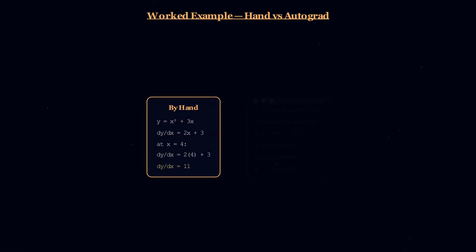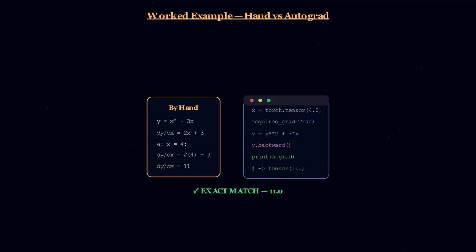Hand calculation against Autograd, side by side. Function, y equals x squared plus 3 times x. By the power rule, the derivative dy/dx equals 2x plus 3. At x equals 4, that's 2 times 4 plus 3, which is 11.